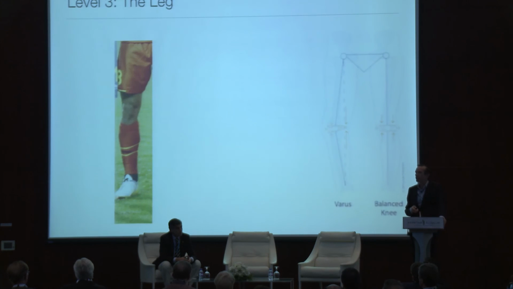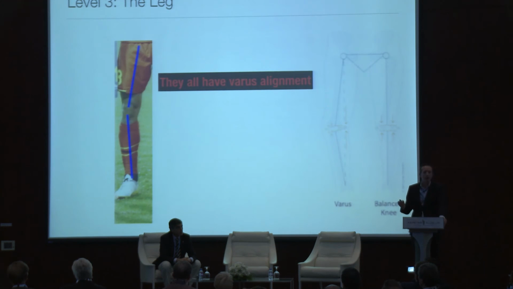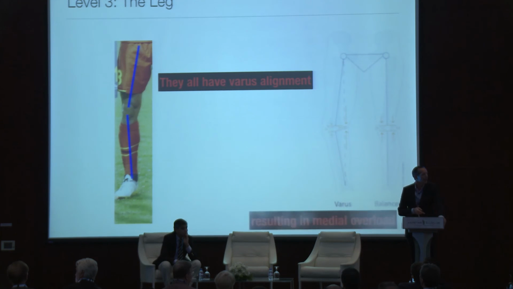If you look at the leg situation, and this is the number 8 leg, we need to be aware that most of these patients indeed do have varus alignment. And that is just a matter of fact for the soccer player. We won't see that in a volleyball player or a basketball player, but most of these soccer players will have varus alignment. And that results in medial overload. And that's a situation that we have to accept for a soccer player.